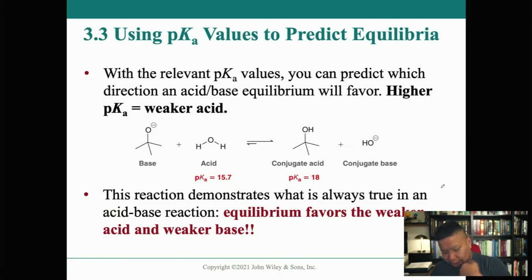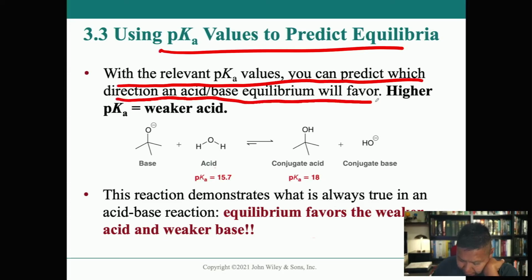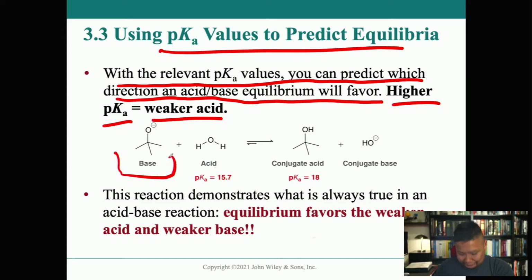Next, we can actually use pKa values to predict equilibria. And what that means is that we can use pKa values to predict how much of a reaction will make products, or will it stay more as reactants, right? So with the relevant pKa values, you can predict which direction an acid-base equilibrium will favor, which is exactly what I just said, but in more chemical terms, right? Higher pKa's mean weaker acids, which we already said from the chart, right? So let's take a look here. We have a base, right? A tert-butoxide again, okay? And we have an acid here, which is water.